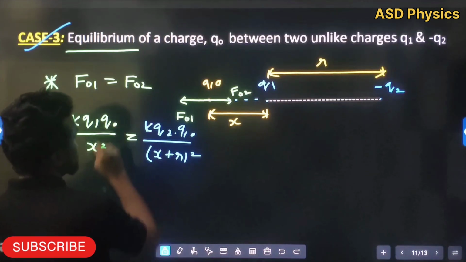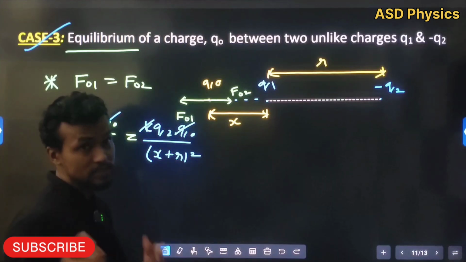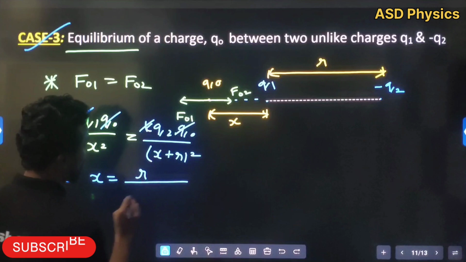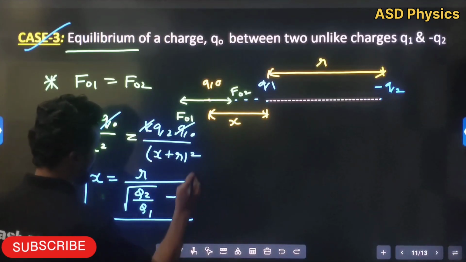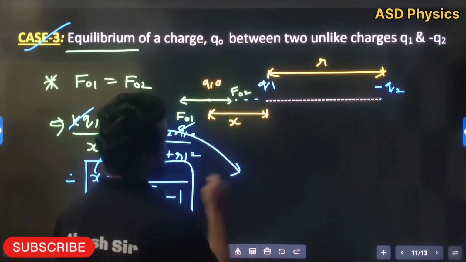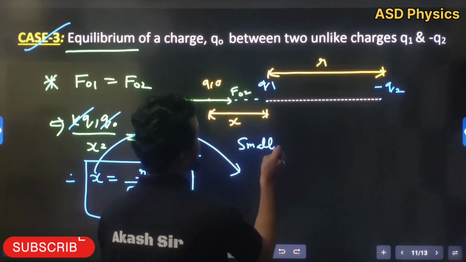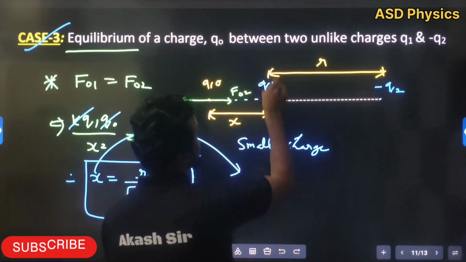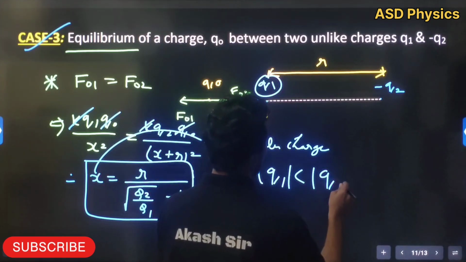So what will happen here? This Q0 and Q0 will cancel out, and this K and K will also cancel out. When you simplify, the value of x will come as R by root Q2 by Q1 minus 1. Previously it was plus 1, but this time minus 1. And again this x distance is from which charge? From the smaller charge, magnitude wise. Here I am taking Q1 as the smaller charge, that means mod Q1 is less than mod Q2.